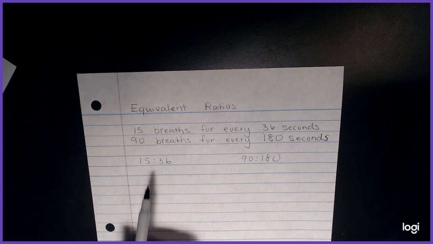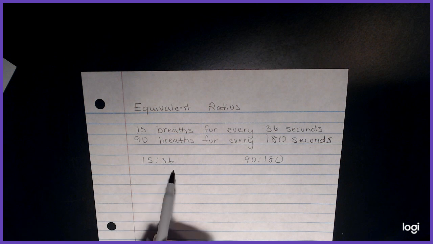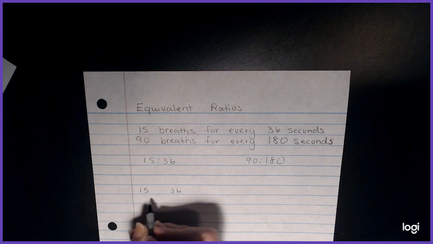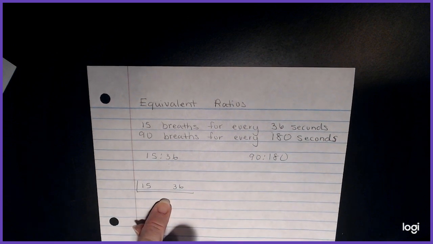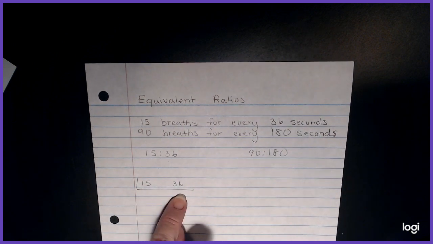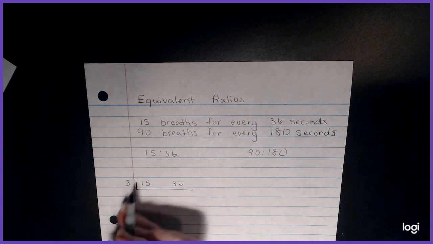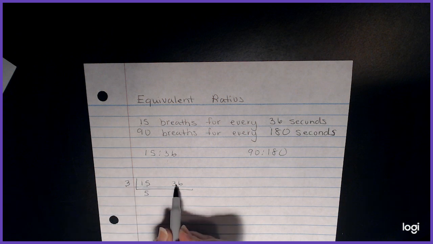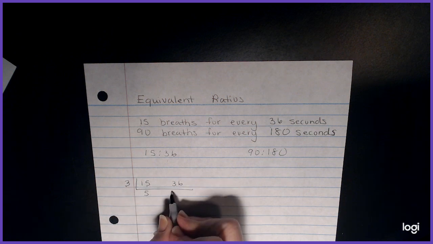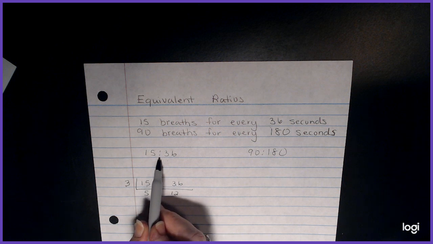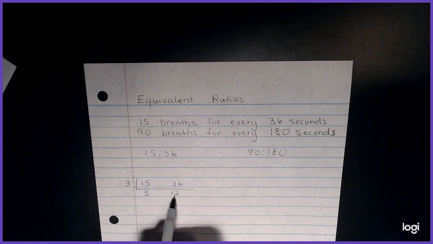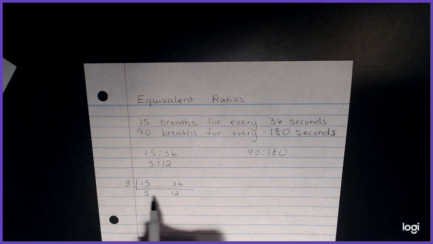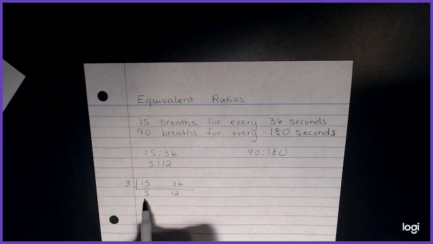Well, let's see. One way to solve this is to go ahead and simplify my 15 to 36. So I could do something like this. And we could use our common factor sheet and look to see what number goes into both. I think 3 goes into both of these. 3 goes into 15 5 times, and 3 goes into 36 12 times. So this ratio can be simplified to 5 to 12. All right, it cannot go any smaller because these two do not have any other factors in common.